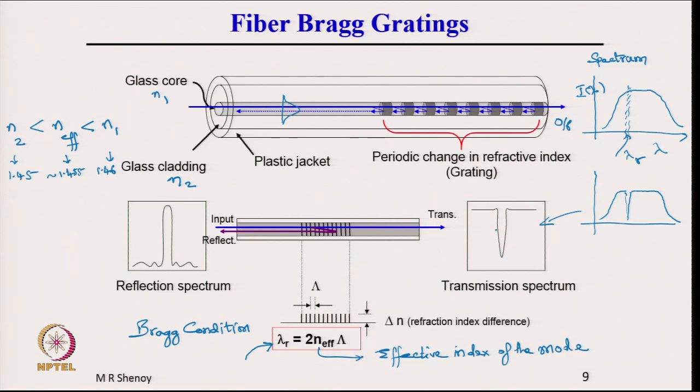So, this is the lambda axis and this is the intensity I of lambda. So, I of lambda or transmittivity, if we say transmittivity, almost 1. So, there is a dip at the lambda r wavelength. So, this is at lambda r, the resonance wavelength, because lambda r has been reflected. So, if you see the reflected spectrum, then a small band of wavelengths around lambda r gets reflected. In other words, the fiber Bragg grating acts as a high reflectivity mirror for a particular wavelength.